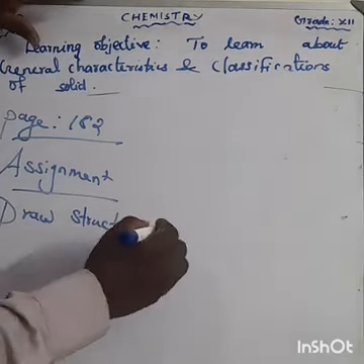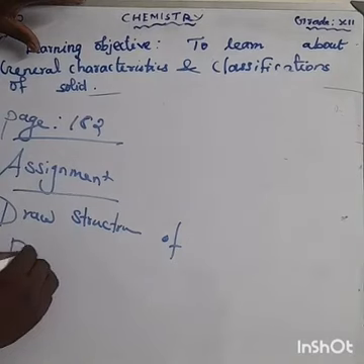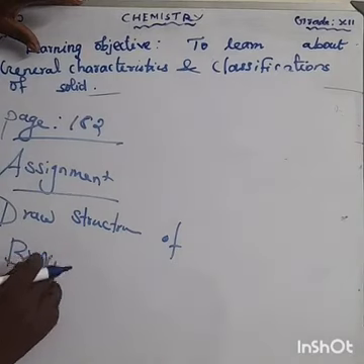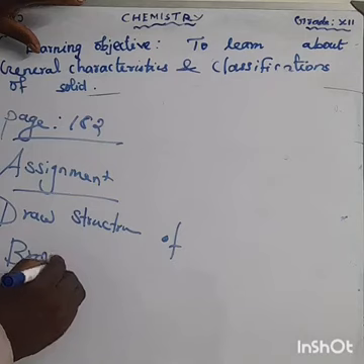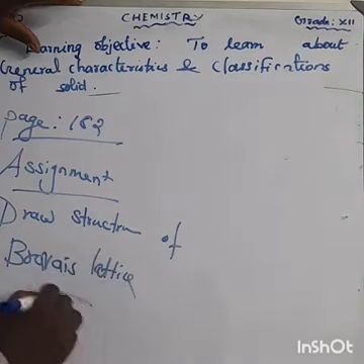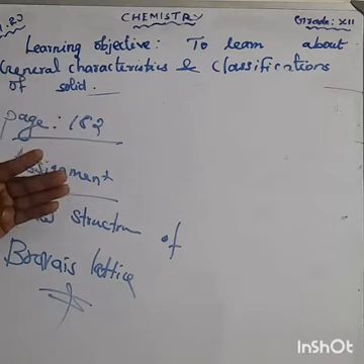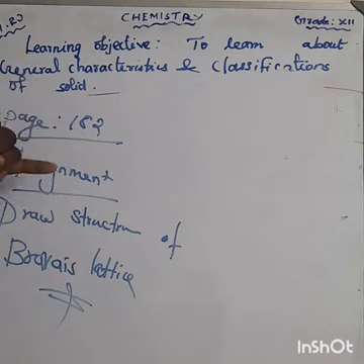Structures of Bravais lattices, page number 182. They include cubic, tetragonal, hexagonal, orthorhombic, monoclinic, trigonal, and triclinic. These are examples. Please draw these Bravais lattices.